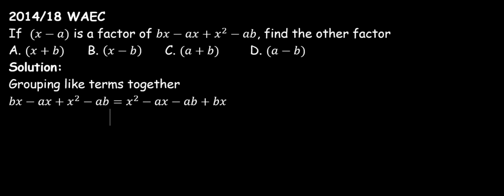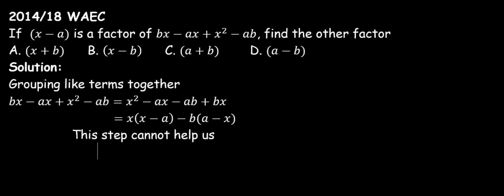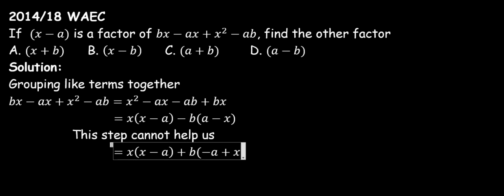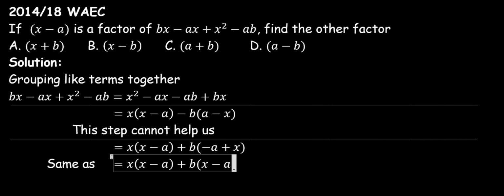And when we factor out x, in the first case, we have x into bracket open x minus a bracket close minus b into bracket open a minus x bracket close. This step cannot help us, so we retrace our step, which equals x into bracket open x minus a plus b into bracket open minus a plus x bracket close. It's the same as x into bracket open x minus a plus b into x minus a.